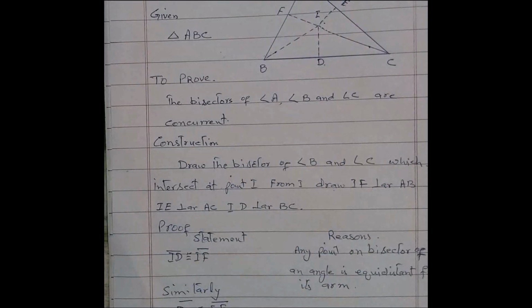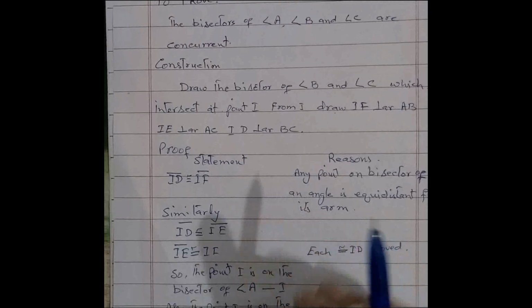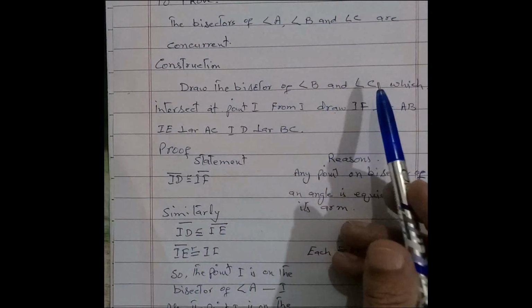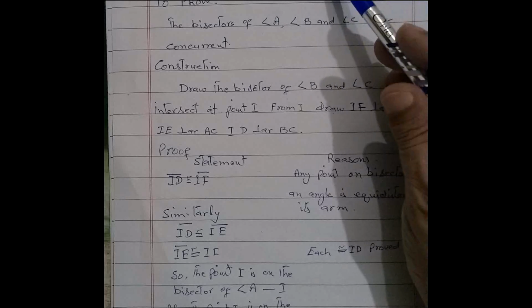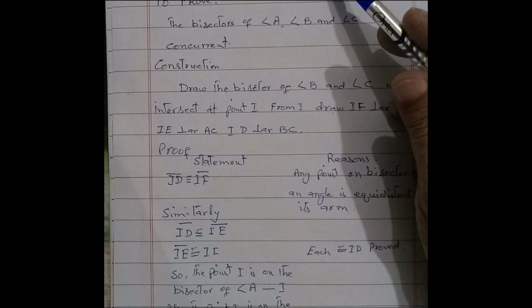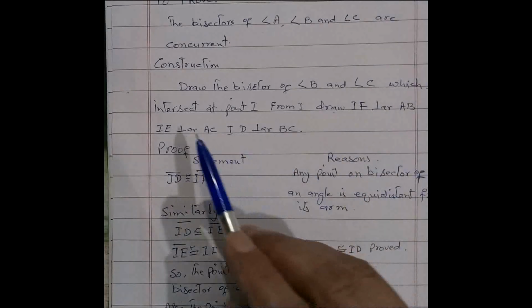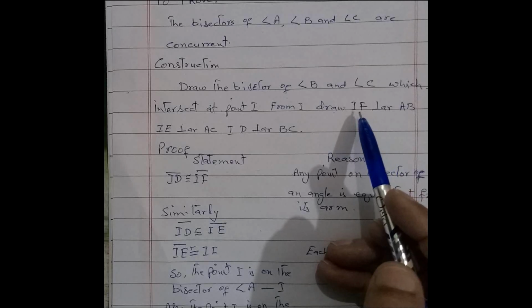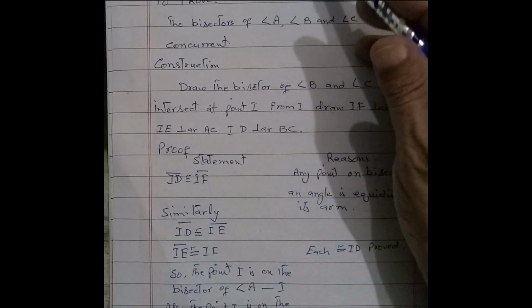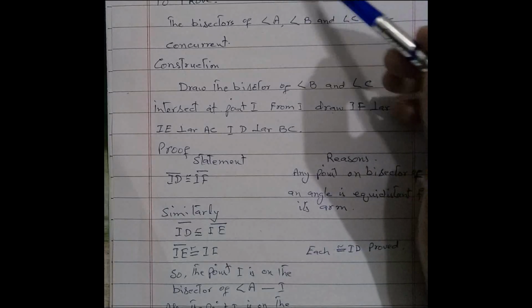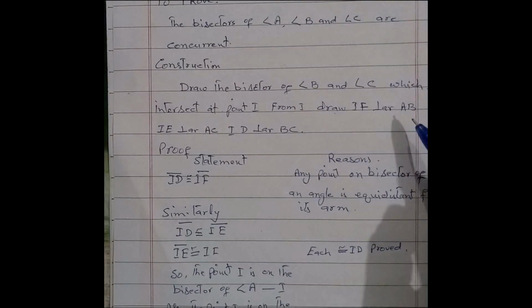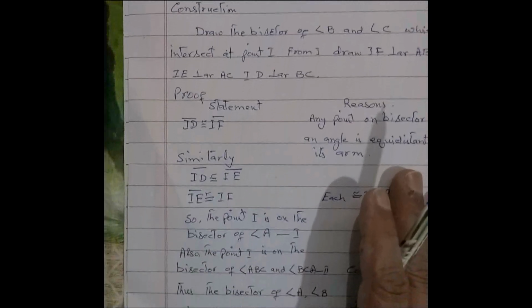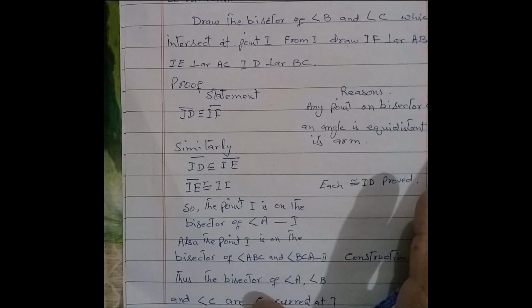Mean the bisectors of A, B and C meet at a point, and construction is draw the bisectors of angles B and C first, and they meet each other at I, which intersect at point I. From I draw IF perpendicular to AB and ID perpendicular to BC, and then we prove it.